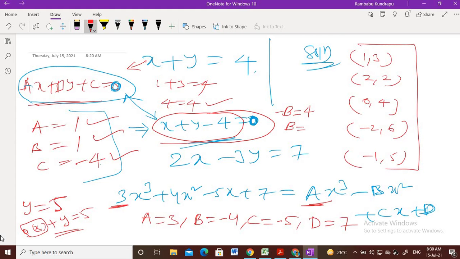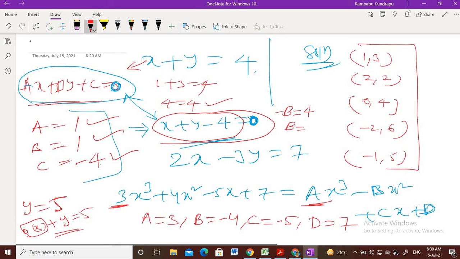Yes, sir. Okay. So here you see, x plus y is equal to 4. For this equation, there are infinite number of solutions like (1, 3), (2, 2), (0, 4), like that. To draw the graph of the equation, you take any two solutions, then join the two points, then you will get the graph of the equation.